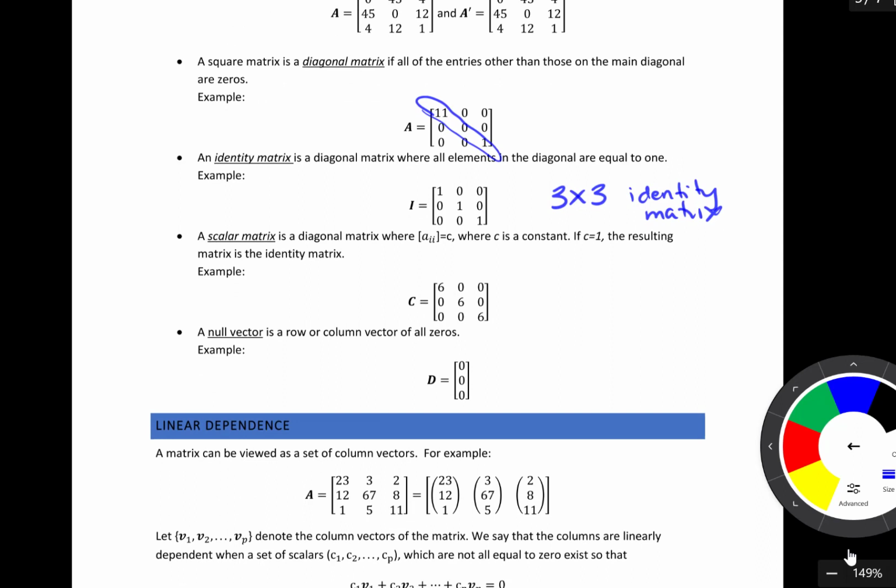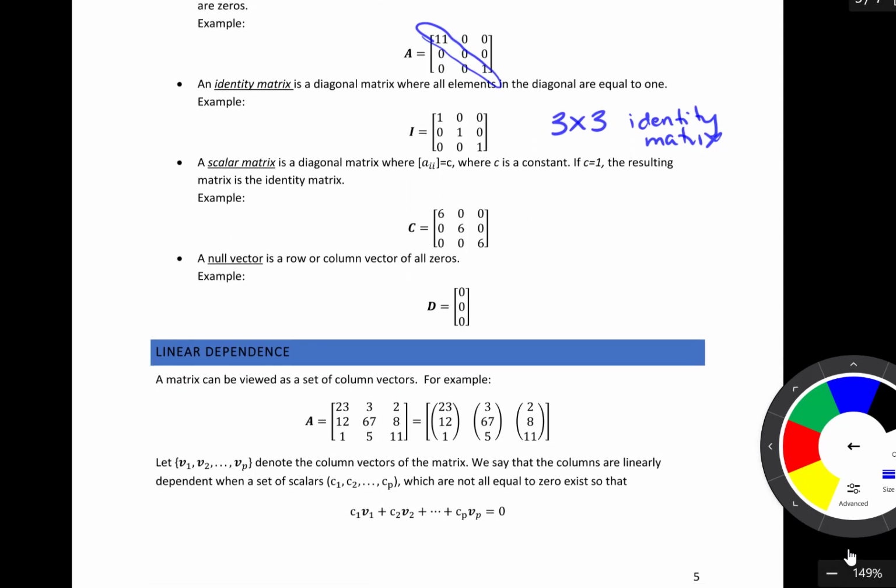A scalar matrix is a diagonal matrix where the diagonals are equal to some constant, where that constant is the same for all of the elements in the diagonal. So if C is equal to 1, we then have an identity matrix. And then the null vector is a row or a column vector of all zeros.